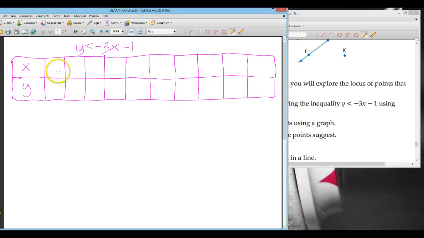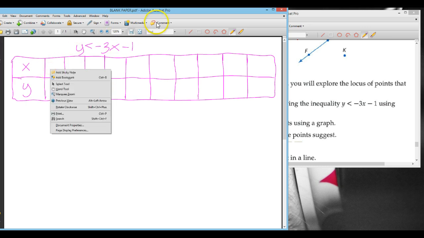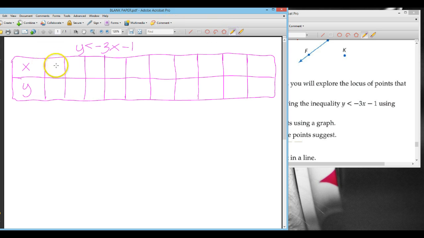So the first thing that we can do is set up our table, and we want at least 10 values, so I'm just going to come up with 10 numbers here for my domain, my input. And I need some output values here that satisfy this inequality.